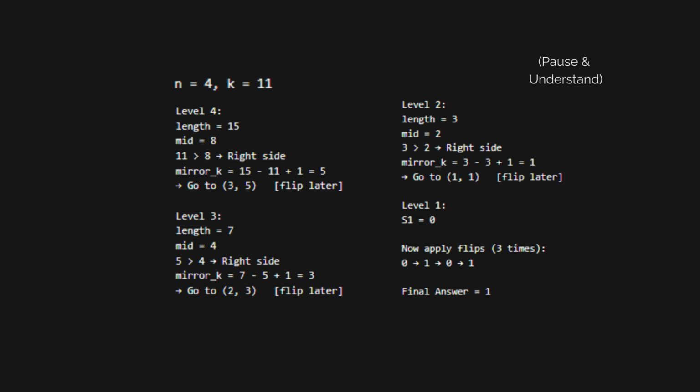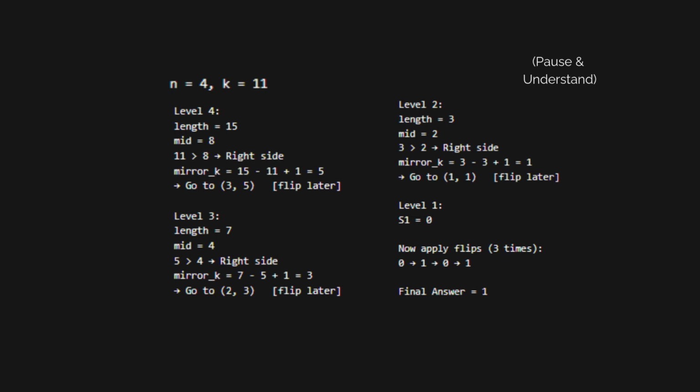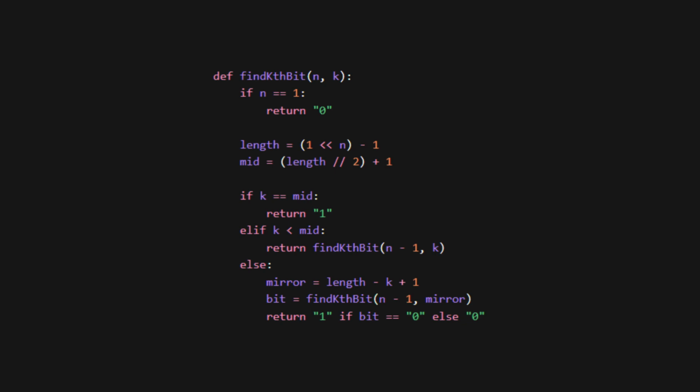So the code follows exactly this thinking. It first checks the smallest case. If n is 1, return 0. Then we compute length as 2 raised to the power n minus 1 and middle as half of that length plus 1. If k equals the middle, we just return 1.